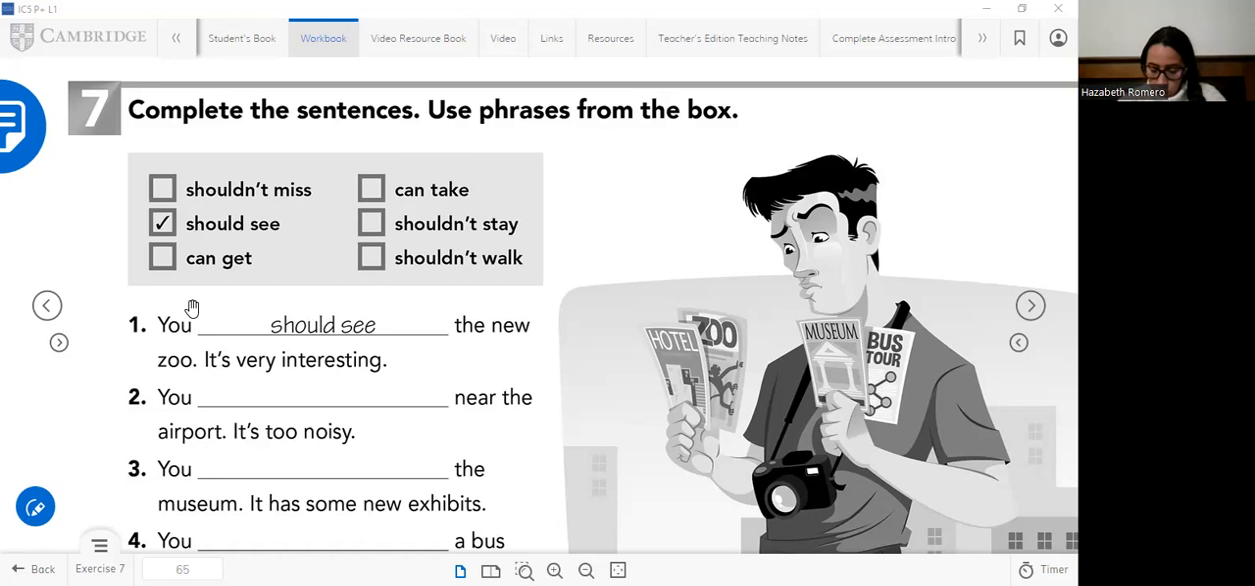Can you read the first one, please? You should see the new zoo. It's very interesting. Okay, repeat. You should. Should. You should see the new zoo.